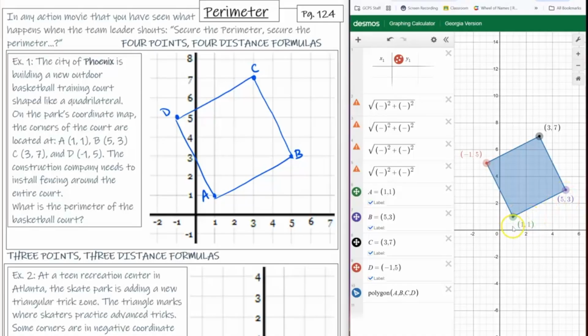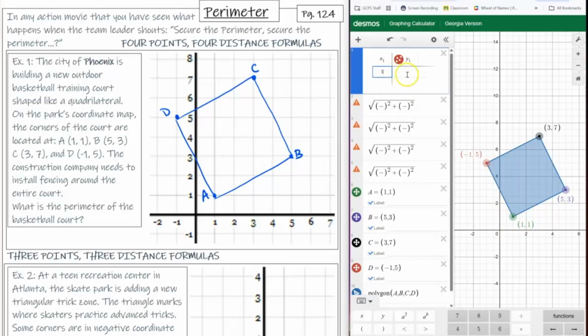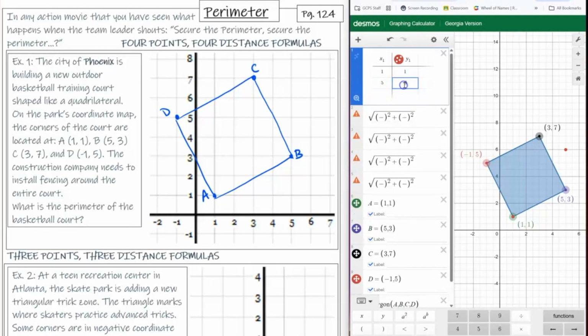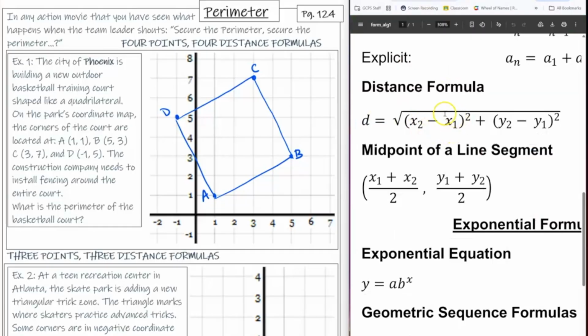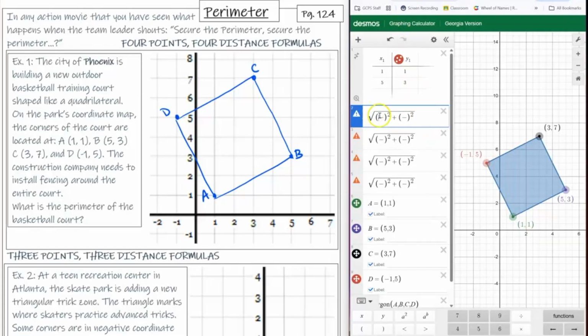We talked about organization. So we're going to put it in here. So we have 1, 1. So this point right here. And I want to find the distance to 5, 3. So I'm just going to put it here for organization purposes so I can make sure I don't make mistakes. Now we know from the distance formula what goes in the first parentheses, what letter? X, and what goes in the second parenthesis? Y.